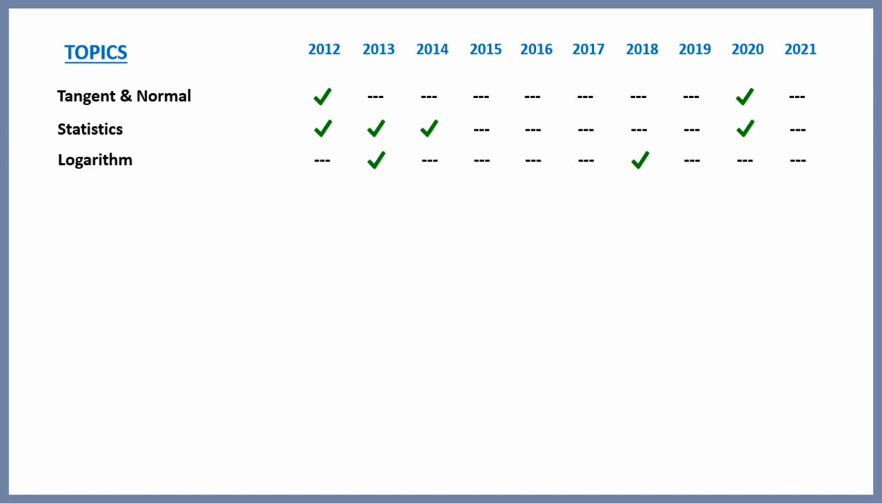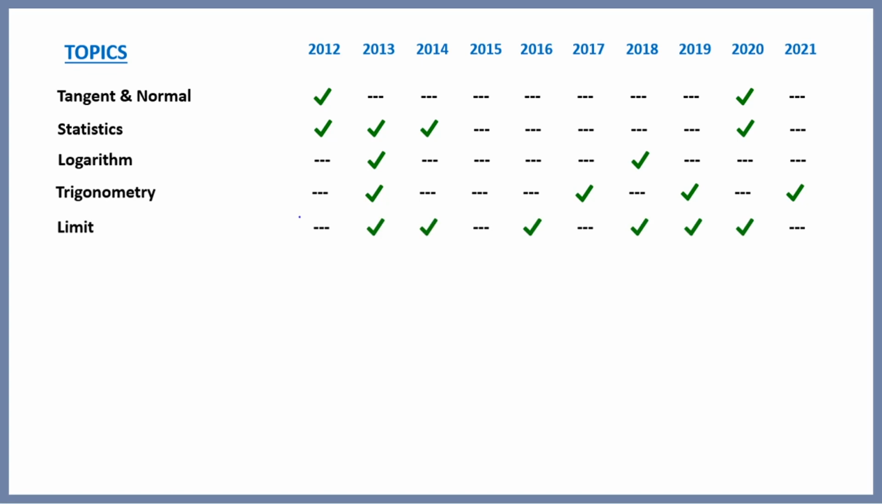Next, logarithm. Only 2 out of 10 years questions were asked from log, but they were very easy if you know the basics. Next, basic trigonometric questions were asked almost every alternate year. Next, limit. You can see questions from limit are very frequent. In 6 out of 10 years, questions were asked from here and they are generally very easy. Next, sets. Again, in 6 out of 10 years, questions were asked from basic set theory. So, this is again very important.